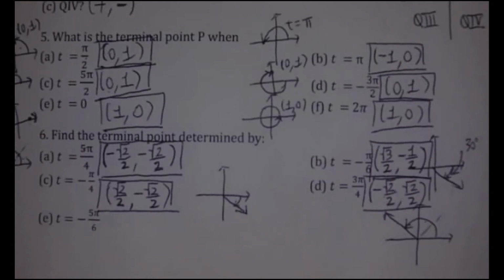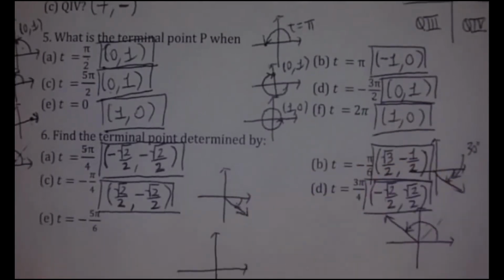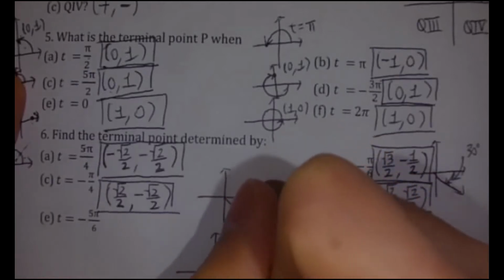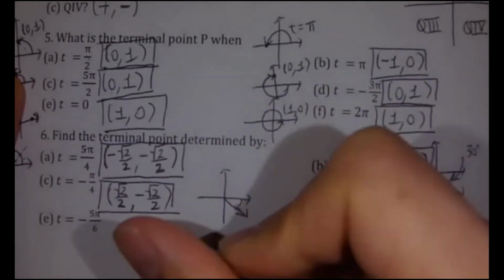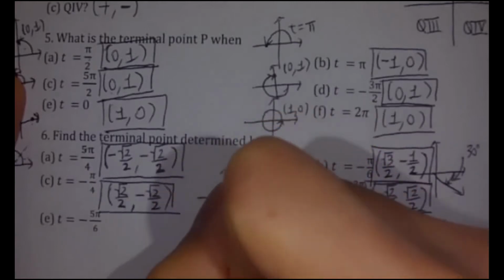Okay. And lastly, we will finish with negative 5 pi over 6. Okay, so pi over 6 is 30. So 30 times 5, it's 150. That'll be negative 150. So negative 150, that'll be over here. And here, so this angle here is 30 degrees. That's the important one.